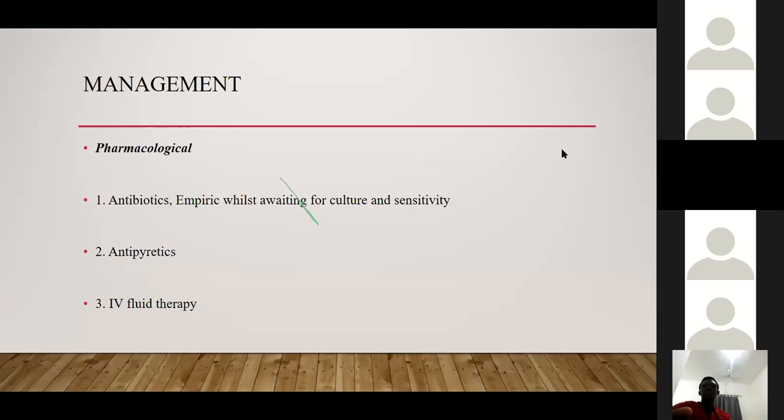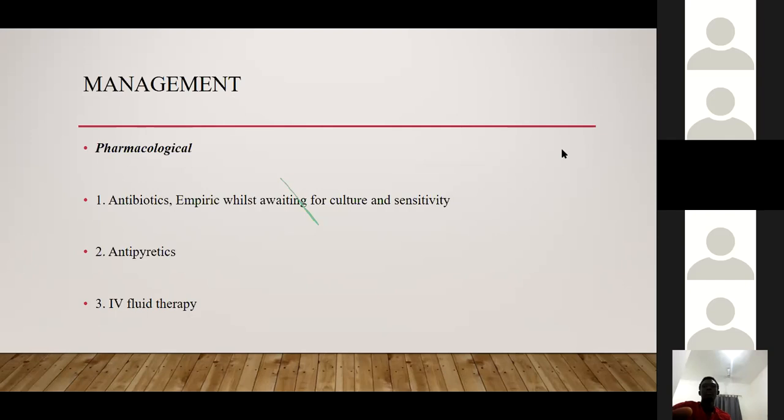It's always good to do a culture and sensitivity because you could diagnose E. coli or any other gram-negative organism in the urine, but then it will tell you that you can't give cipro. Cipro is resistant, probably because the patient has been taking it for a very long time, or this kind of gram-negative organism that the patient has picked up is resistant to cipro. So culture and sensitivity, always do it once you make a diagnosis of a UTI.